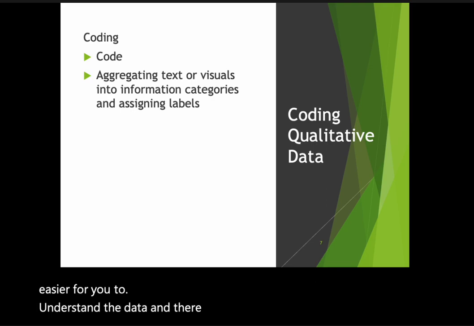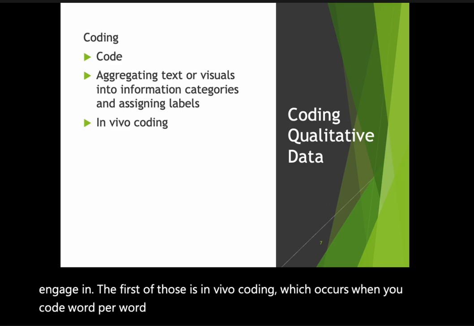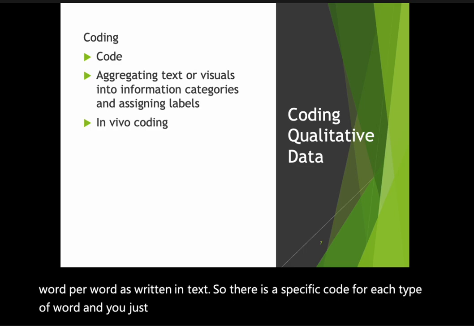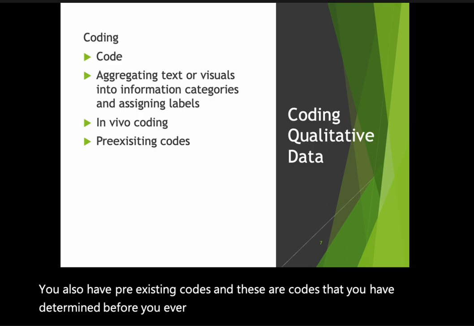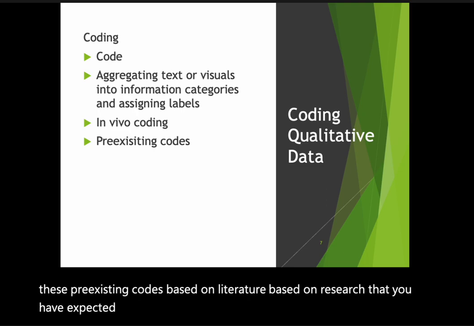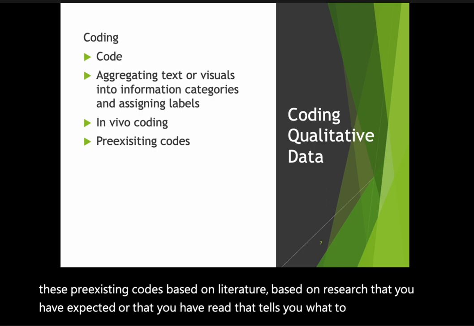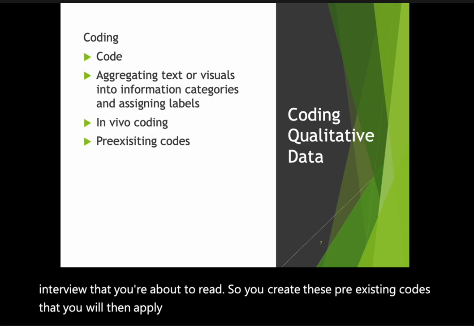And there are different types of coding that you can engage in. The first of those is in vivo coding, which occurs when you code word per word as written in text. So there is a specific code for each type of word, and you just code as you see it. You also have pre-existing codes. And these are codes that you have determined before you ever read transcribed material. And you've created these pre-existing codes based on literature, based on research that you have expected or that you have read that tells you what to expect in the interview that you're about to read. So you create these pre-existing codes that you will then apply to the information that you're reading.